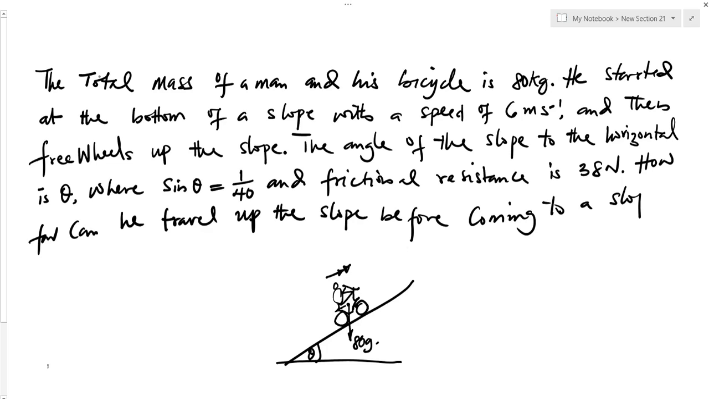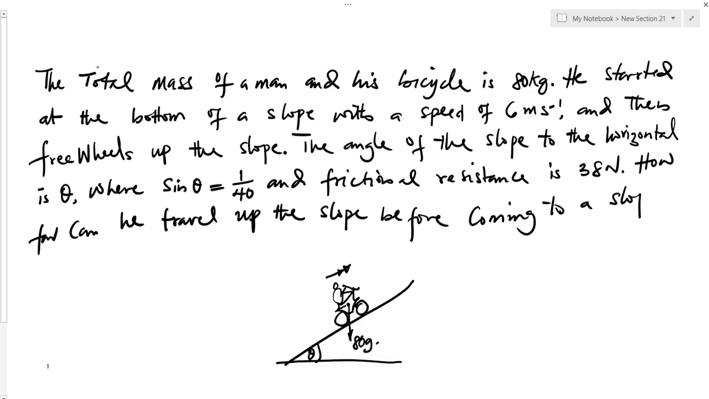The total mass of a man and his bicycle is 80 kg. He started at the bottom of a slope with a speed of 6 meters per second and then freewheeled up the slope.